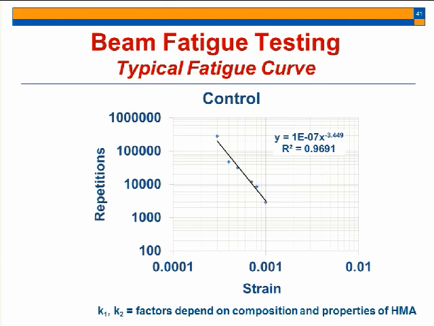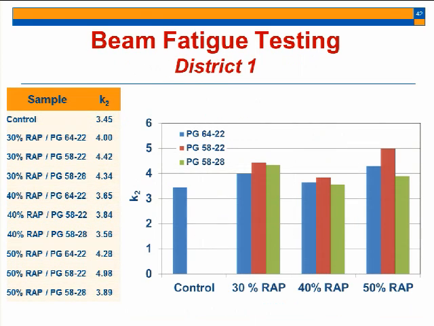K1, K2 are the factors that depend on composition and the properties of these HMA. K2 is basically the slope of this line. So higher the slope of this line, higher the absolute value of K2. If you can see, it's minus 3.4. Higher the absolute value of K2, better the fatigue behavior of the mixture. So this shows the K2 values.